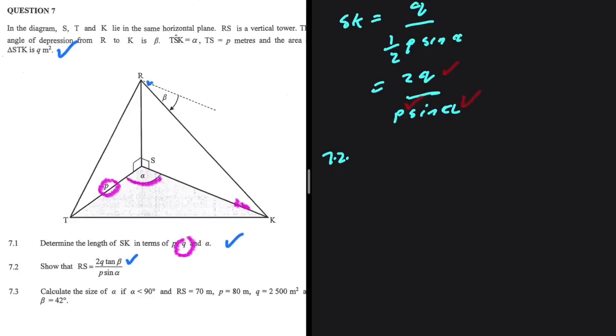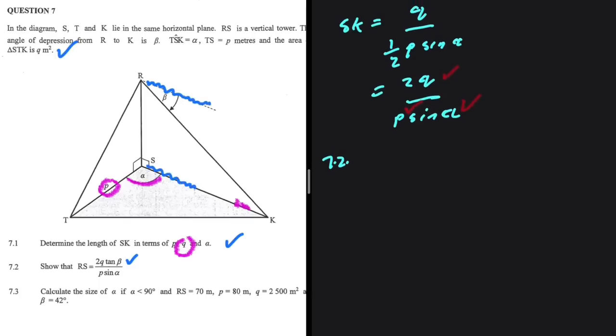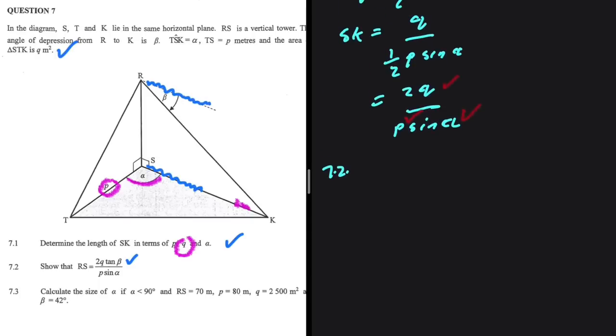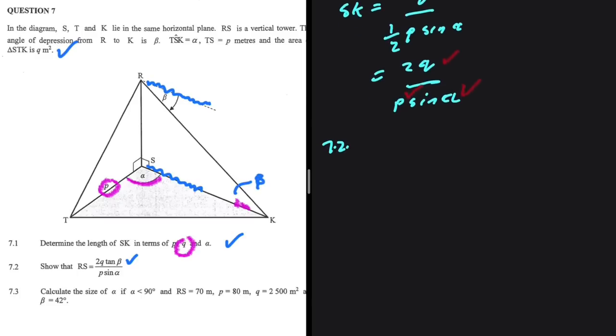This side in dotted lines is parallel to SK. Why are we saying that? Beta is the angle of depression. So this angle right here is beta. We want to find RS in terms of Q, P, alpha, and beta.